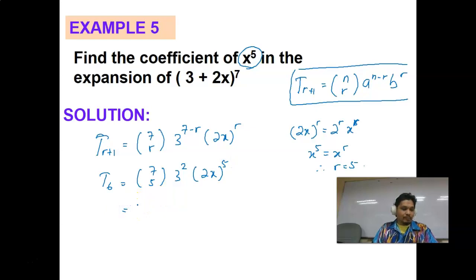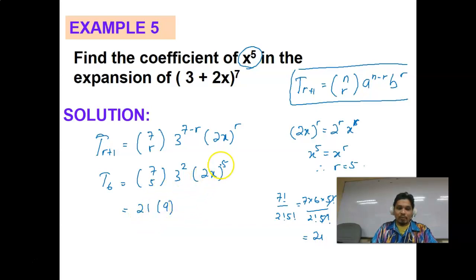What about 7C5? 7C5 is 21. Okay, 7C5, we'd like to check it. 7 factorial divided by 7 minus 5, which is 2 factorial, and 5 factorial. So 7 times 6 times 5 factorial divided by 2 factorial times 5 factorial. 7 times 6 is 42. 2 factorial equals 2 times 1, which is 2. So 42 divided by 2 is 21. There you go, 21.